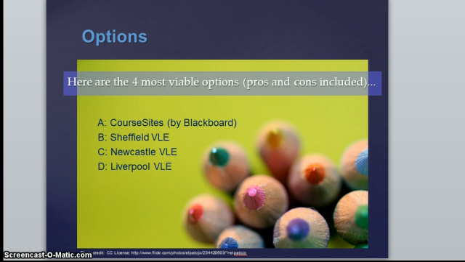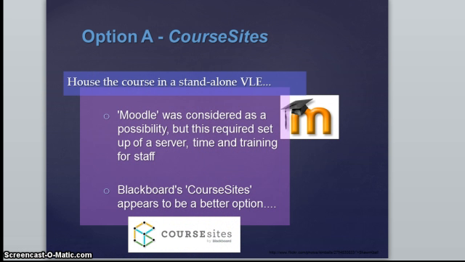A, we house it on course sites, which I'll look into in a moment for you, by Blackboard. B, it's housed in Sheffield. C, Newcastle. D, Liverpool. So looking at option A, course sites. This means we're housing the course in a standalone VLE, which is what I think a number of you might have been interested in, rather than it being housed in one institution.